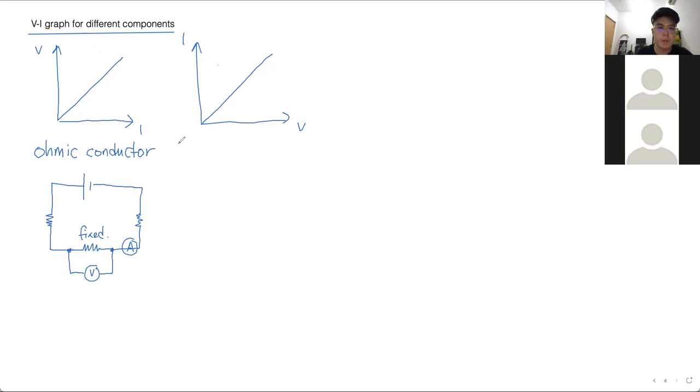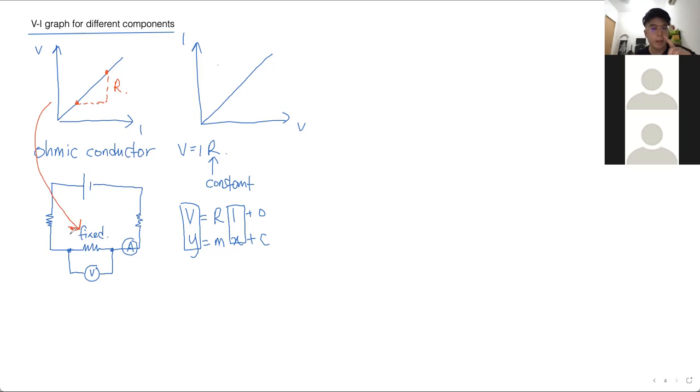Okay, now from the equation V equals IR, why does it look like this? Because R is constant, the resistance is fixed for an ohmic conductor. So I can say that for V against I, y equals mx plus c, where c is 0. If my y-axis is V and my x-axis is I, then my gradient is R. When I take the gradient, this is the resistance of that component, the component across which I measure the voltage.